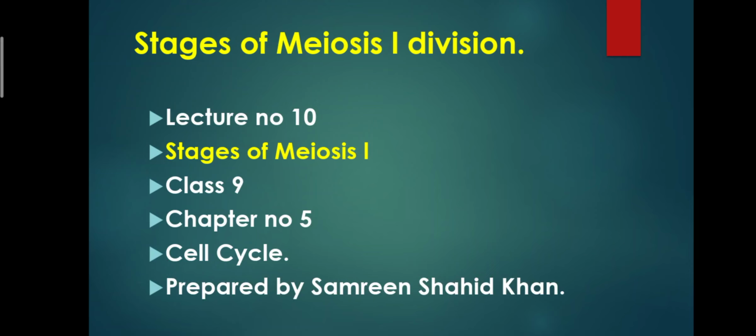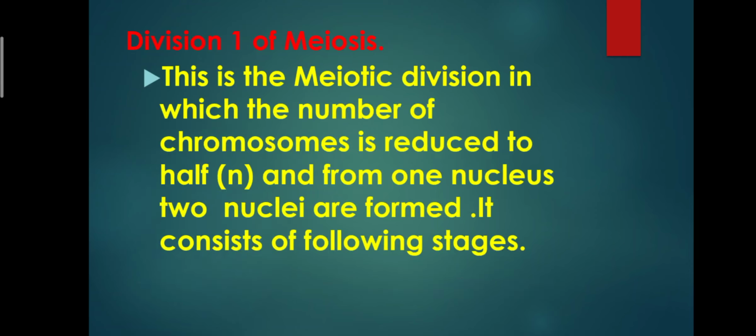Lecture number 10, class 9, chapter 5, cell cycle. Division 1 of meiosis. This is the meiotic division in which the number of chromosomes is reduced to half, and from one nucleus, two nuclei are formed. It consists of the following stages.